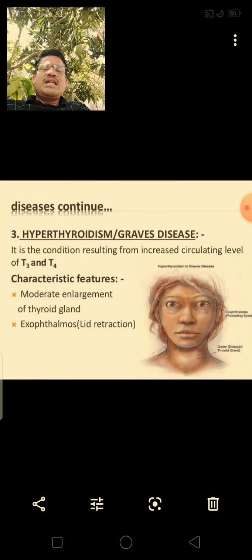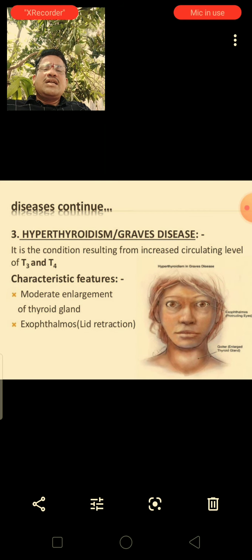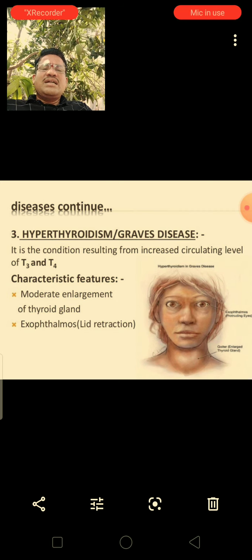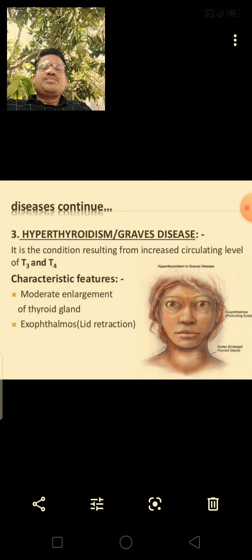Next, what about hyperthyroidism or Graves disease? Hyper means excess. Excess release of thyroxine leads to some abnormalities, that is hyperthyroidism or Graves disease. Graves disease is the condition resulting from increased circulating levels of T3 and T4. Increased means excess.